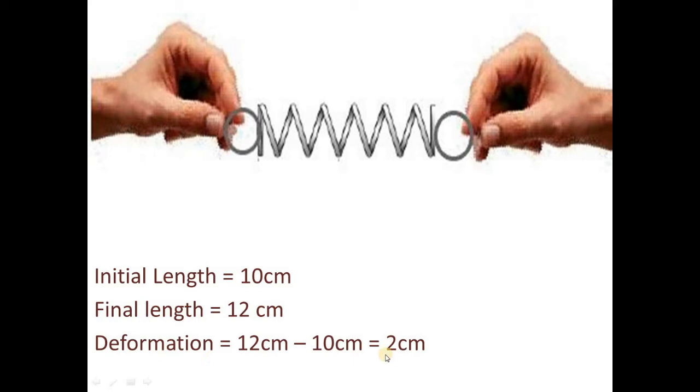2 cm. To be more precise, the length of the spring on the right end is increased by 1 cm and the length of the spring on the left end is increased by 1 cm. So therefore, the total axial deformation value is 2 cm.